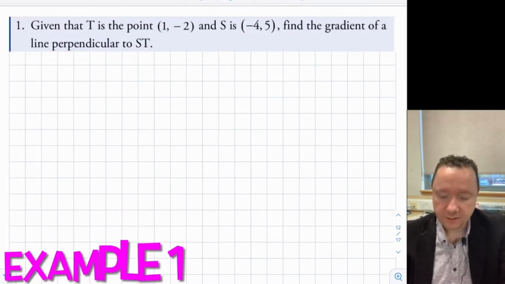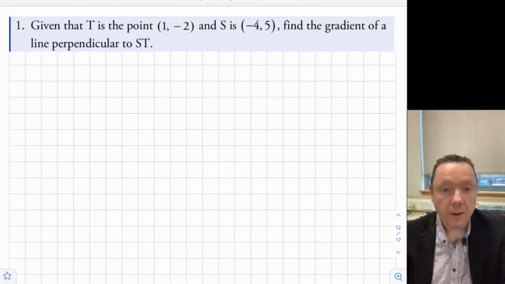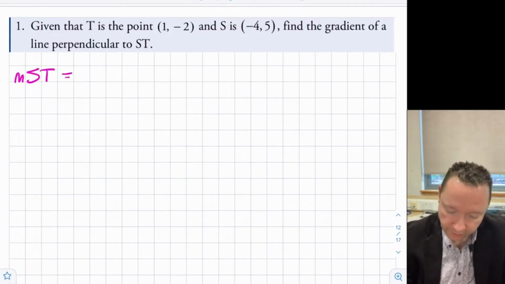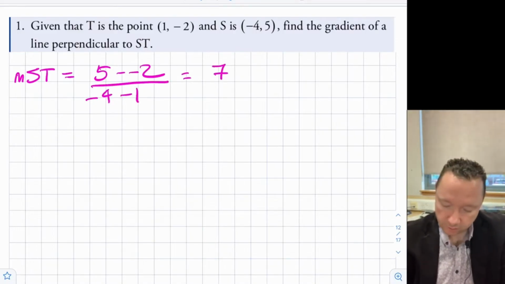So example 1 says, given that T is the point (1, 2), and S is the point (-4, 5), find the gradient of a line perpendicular to ST. So our starting point is, let's find the gradient of ST. Well, that's just 5 minus 2, y2 minus y1, over minus 4 minus 1, x2 minus x1. So that gives me 7 over minus 5.